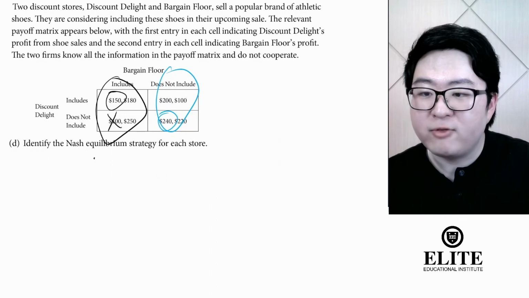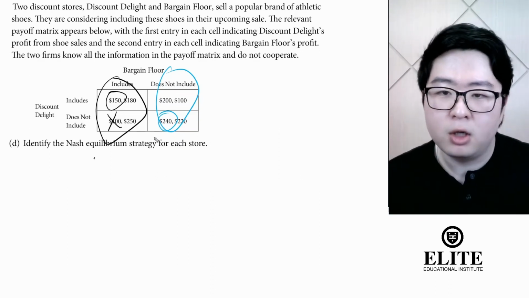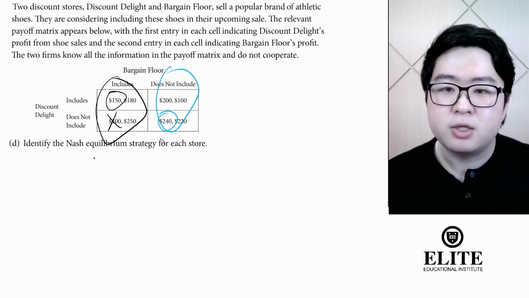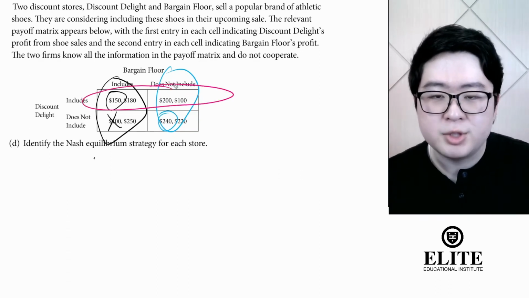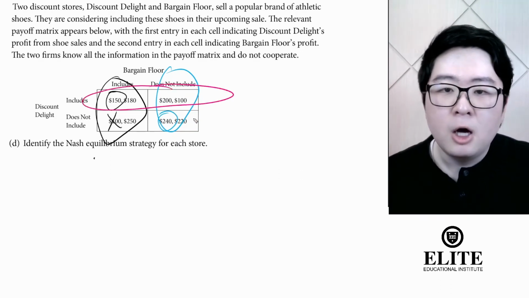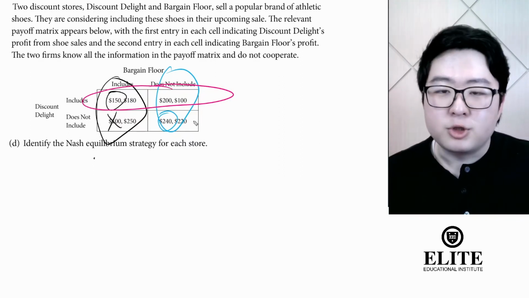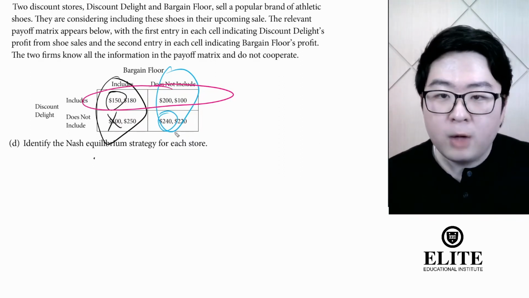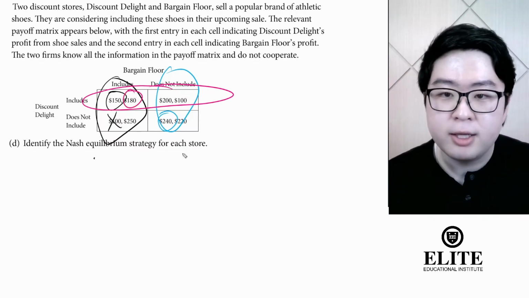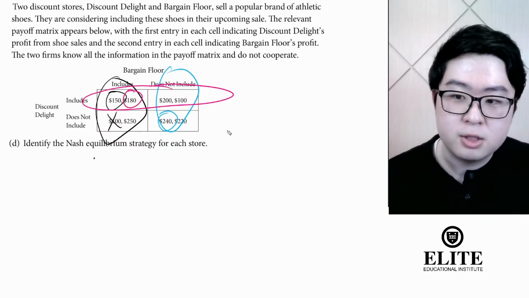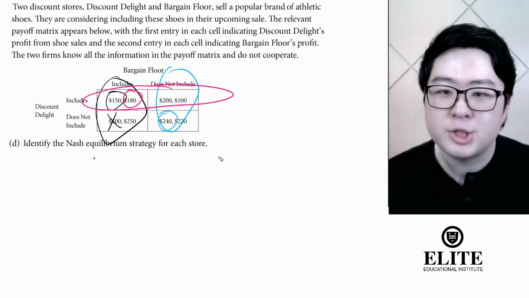Now we can take a look at it from the perspective of Bargain Floor. If Discount Delight is going to choose to include here, we're taking a look at these two cells, right? Is Bargain Floor going to choose to include or not include? Well, between 180 and 100, 180 is clearly greater, so you draw a little circle there. And we know that Bargain Floor is going to include. And we see that we've already found a Nash equilibrium, right?